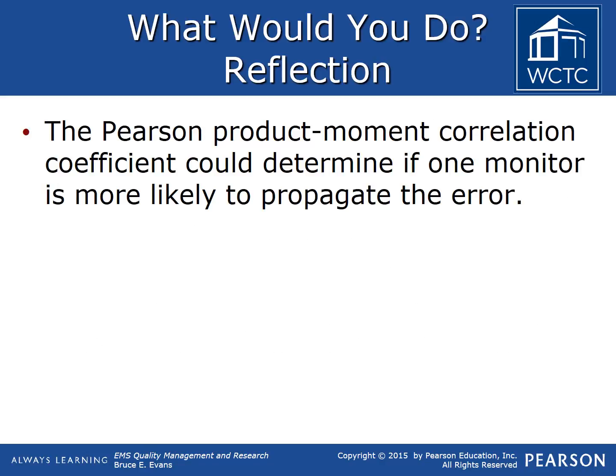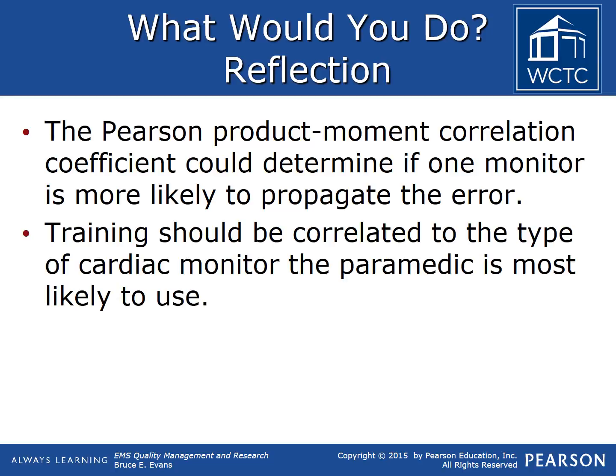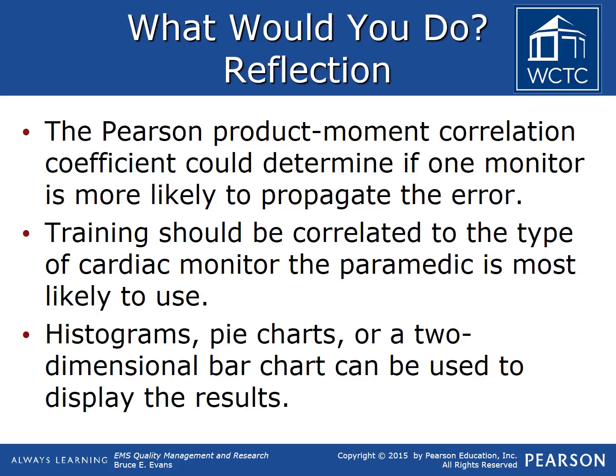The Pearson product moment correlation coefficient could determine if one cardiac monitor is more likely to propagate the error than another, given that all paramedics are familiar or trained on each monitor. What is more important is if the training is correlated to the right type of cardiac monitor that the paramedics are most likely to use. As far as this data is concerned, histograms, pie charts, or two-dimensional bar charts should be more than adequate to display the results graphically.